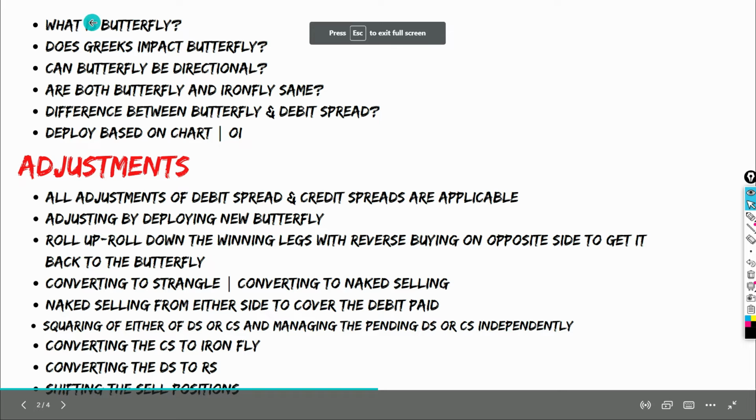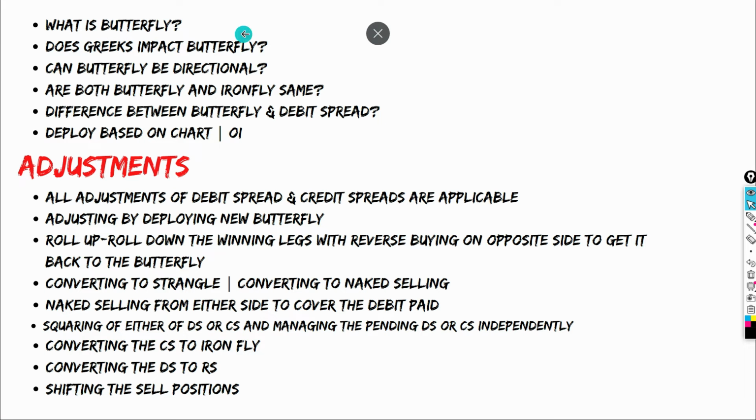So we have discussed what is butterfly. Do the Greeks have impact on butterfly? Can butterfly be directional? Very important sessions I've discussed with you, friends. Are both butterfly and ironfly the same? Yes, you have to do the practice. They both are the same provided you're selecting the same strikes, right?